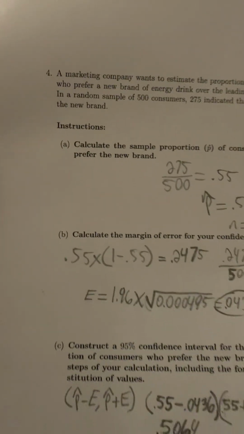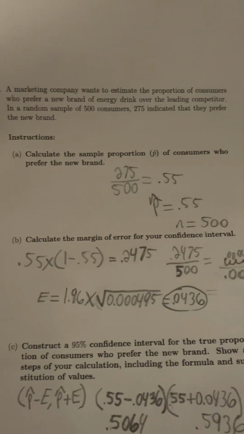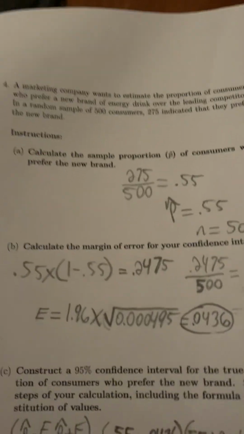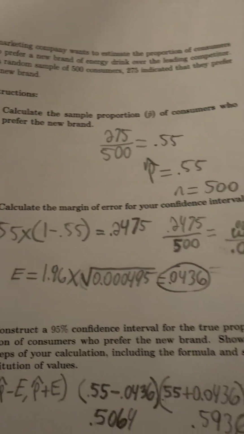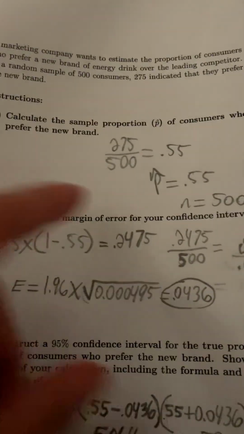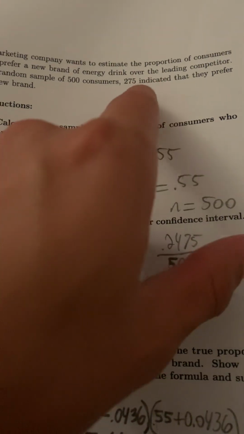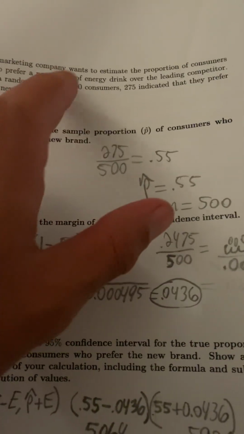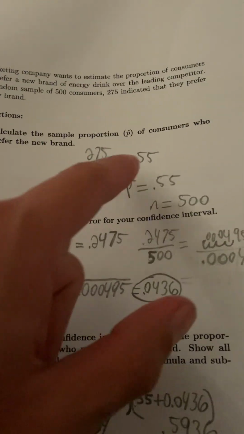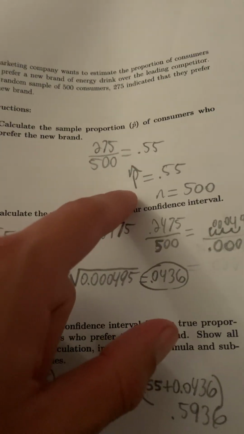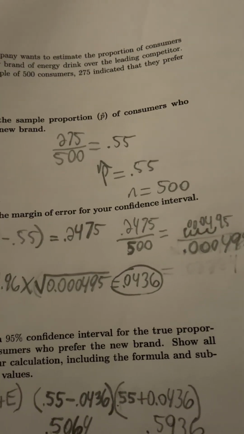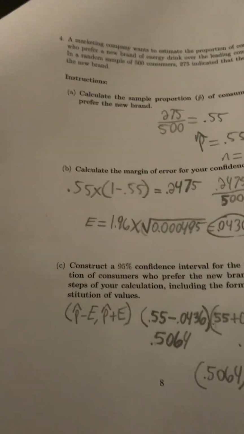For question 4, calculate the sample proportion of consumers who prefer the new brand. So in the homework, it was always like this. You take the 275 who indicated a preference and divide that by the consumers, which makes it 0.55. So p-hat equals 0.55, and the sample size n equals 500.